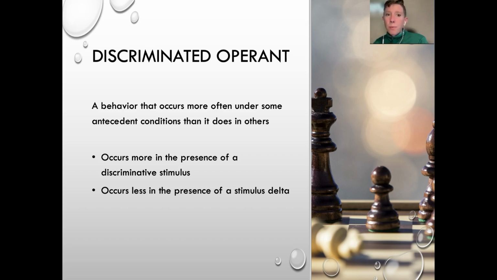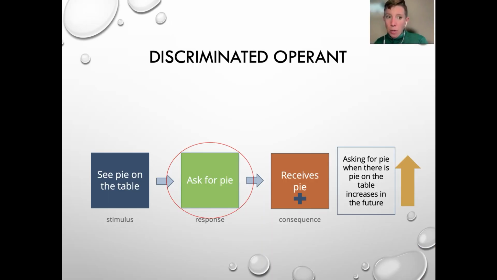So a discriminated operant is the response. It's essentially the response that follows a discriminative stimulus or a stimulus delta. So in our SD example, seeing pie on the table lets us know that pie is available. We ask for pie because in the past, asking for pie when there was pie on the table made it where we actually received pie. So asking for pie when there's pie on the table increases in the future.